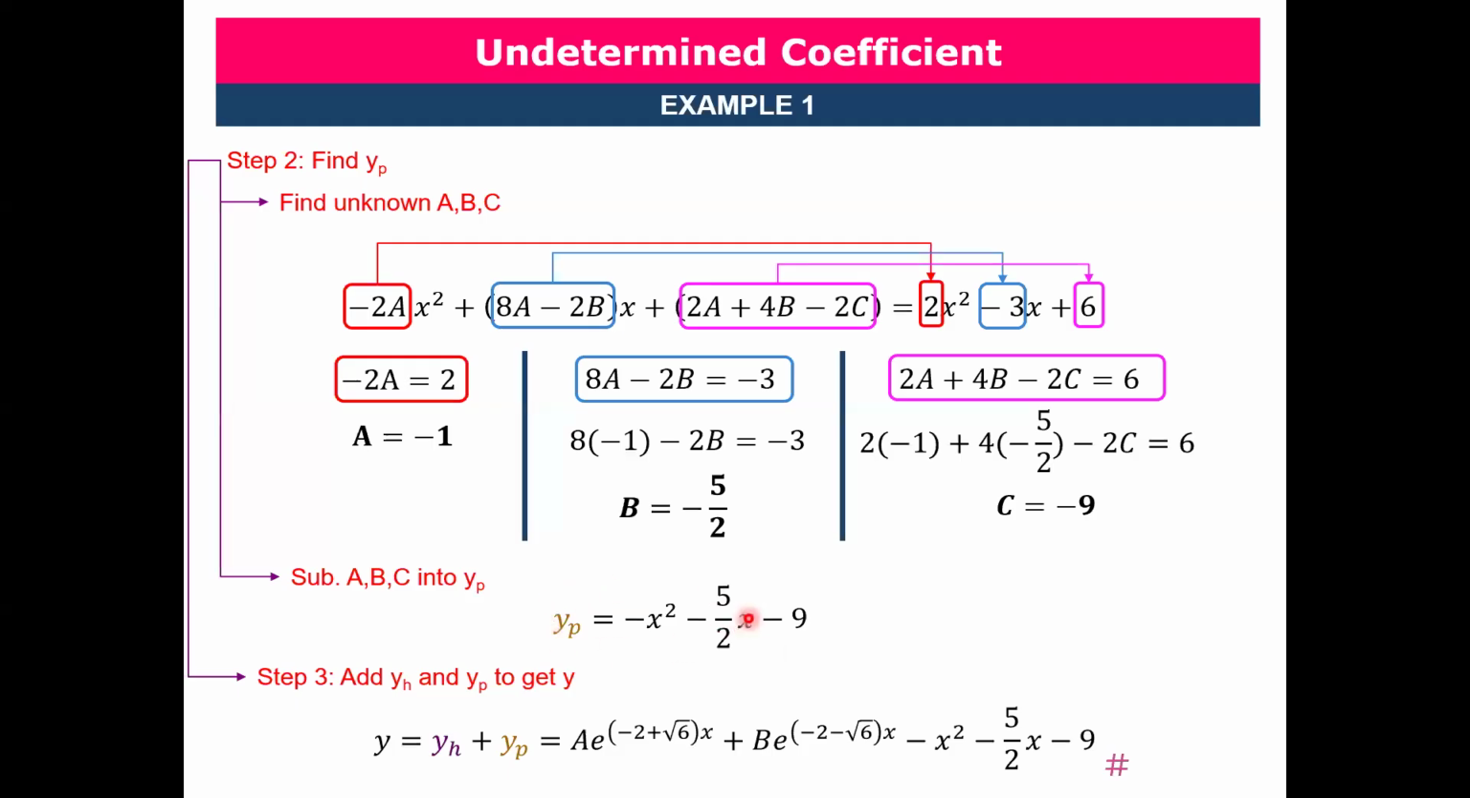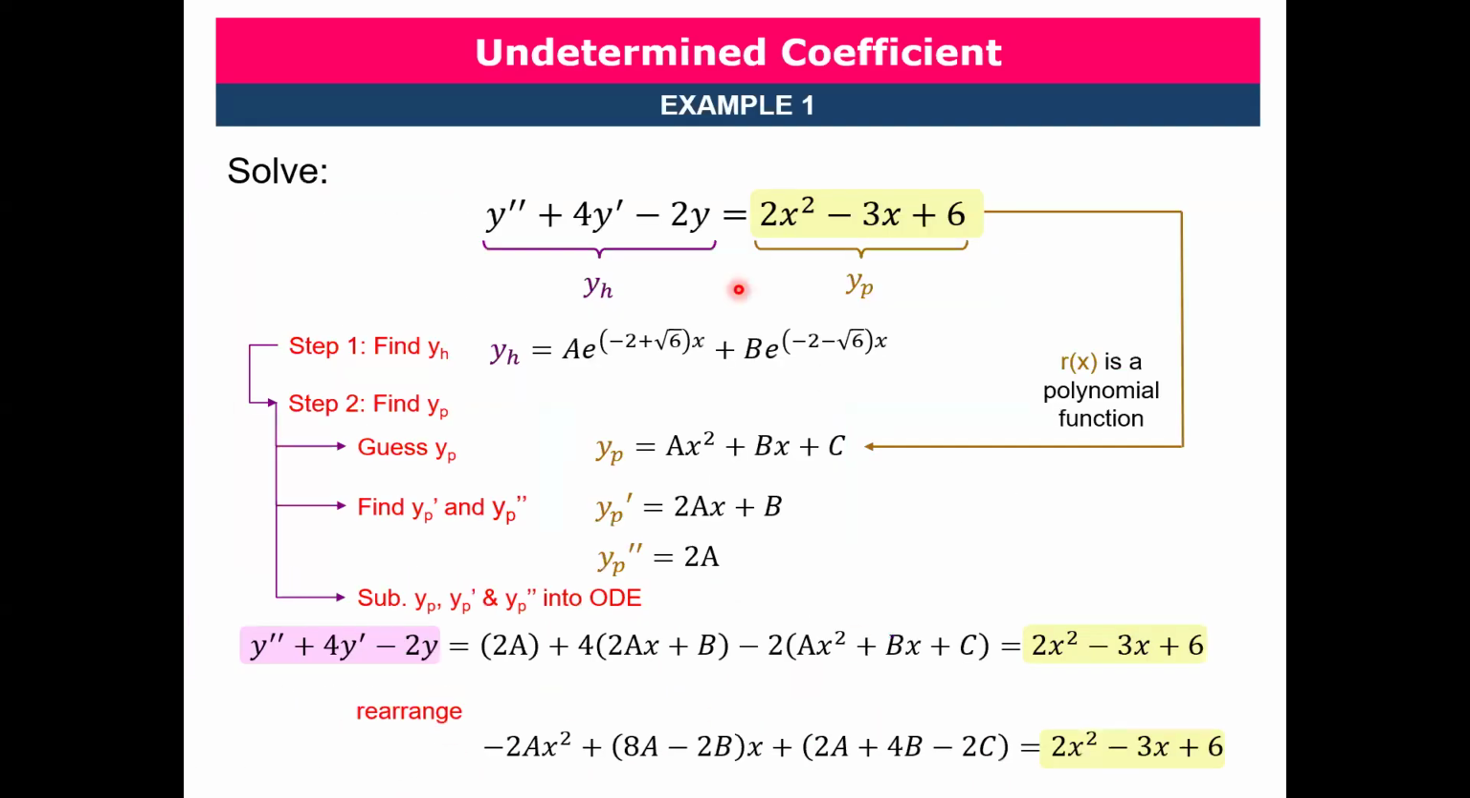After getting YP, our last step is to add YH and YP. Just add them simply. For your information, the YH will be in terms of unknowns A and B, but for the particular solution, there will be no unknown terms. So this is the general solution of our ODE here, right?